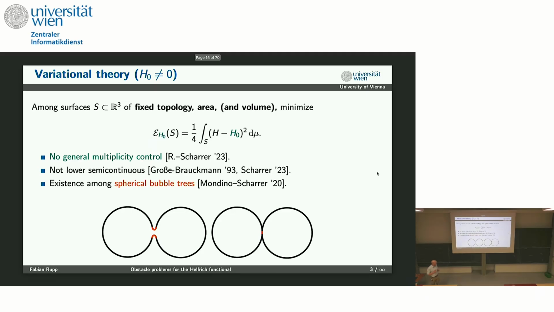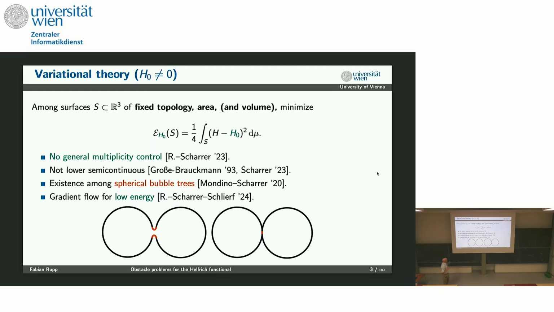And even better, in 2020, Andrea Mondino and Christian showed that this energy has a minimizer in the class of so-called spherical bubble trees. So bubble trees of spherical immersions, spherical weak immersions, and in this case, the energy is also shown to be lower semi-continuous. Okay, and in a recent work, we also looked at the gradient flow of this energy, and if the energy is not too big, excluding multiplicity, we can show a global existence and convergence result. Okay, but this is just to give you some background.